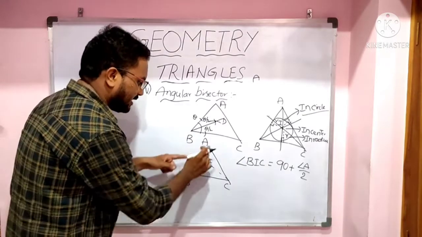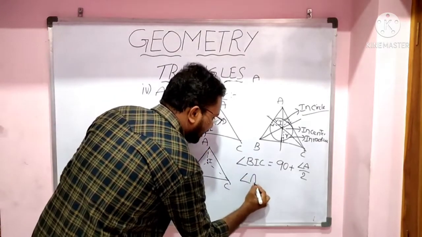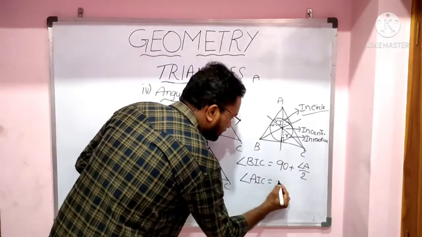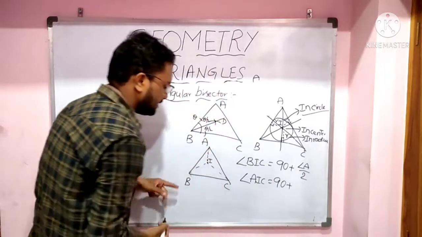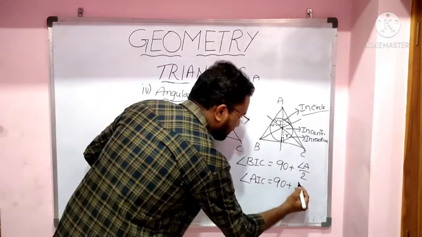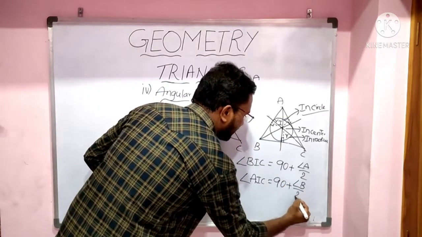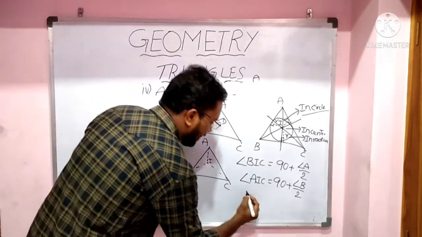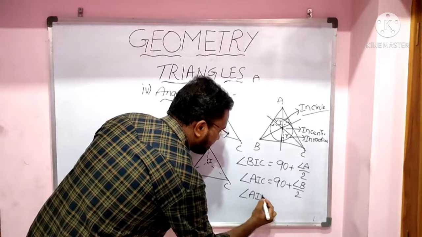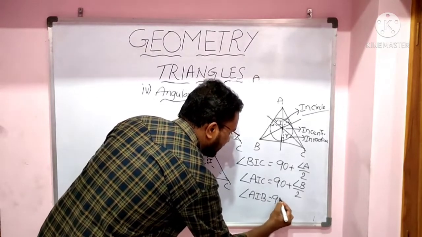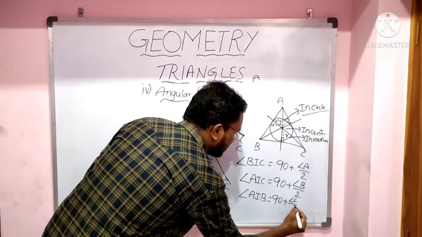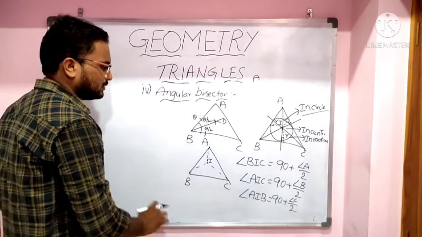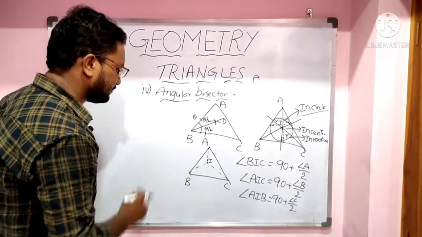If I take angle AIC, it is equal to 90 plus angle B by 2. If I take angle AIB, it is equal to 90 plus angle C by 2. Okay, so how did we get this?